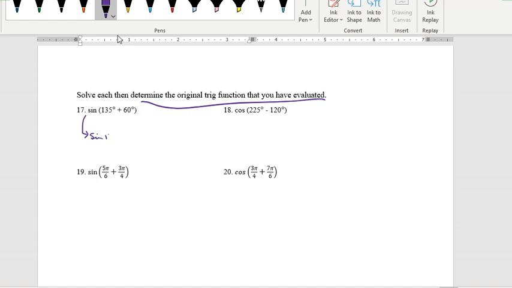Sine 135 cosine 60 plus cosine 135 sine 60. And then you go down here and you finish it out. Do your work, get your answer. This part right here that I have underlined, all I'm asking you to do is tell me what this would have been before you did the evaluation on it.